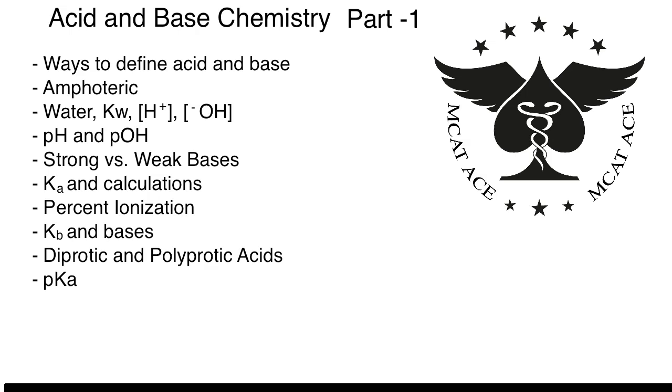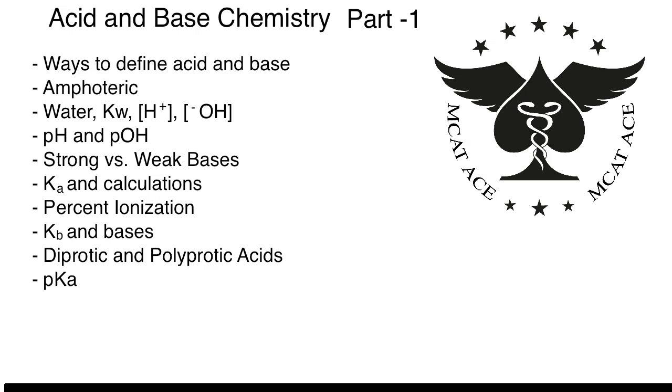And then we will also take a look at Ka calculations and percent ionization. So that's going to be some acid equilibrium constants. Kb for bases, and then we'll wrap up by talking about diprotic and polyprotic acids and the fact that they can have multiple Kas, and then we will also mention pKa, which is a very common use for referring to acid strength, similar to how we use pH when we're talking about the H+ concentration in solution.